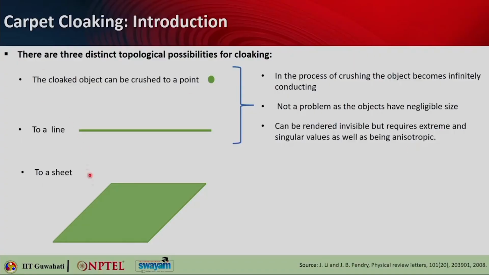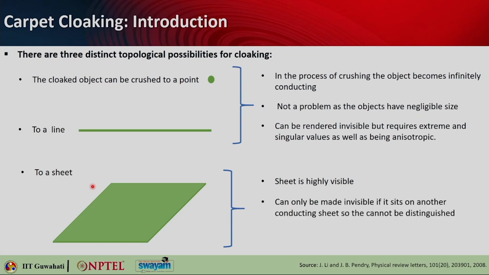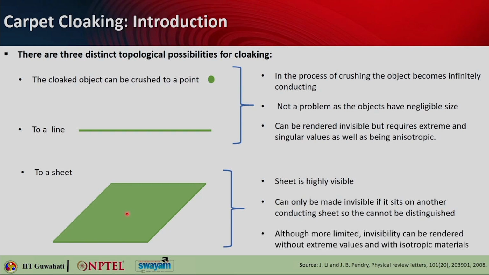And the third possibility would be to crush the object to a sheet, and in that case the sheet is highly visible, and the only way it can be made invisible is if it sits on a conducting sheet so that it is not distinguishable. So, you can understand that this is more limited in its application, but the invisibility here can be rendered without extreme values and with isotropic materials.